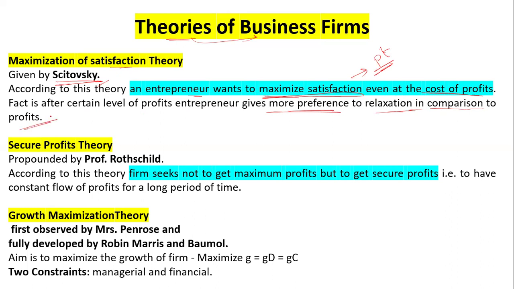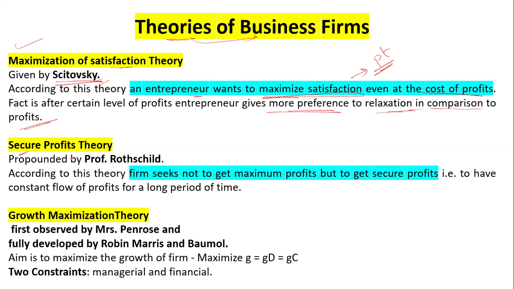Okay, once they reach the level where they get maximum profit, after that they relax in comparison to profit. So that's where the maximization of satisfaction, this theory of the business firm, was given by Scitovsky. Okay, clear. Now the profit theory.